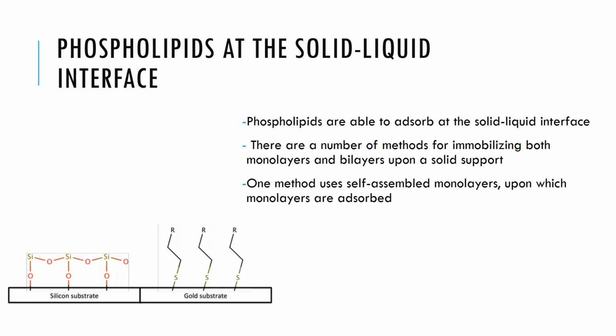Now, they adsorb on the surface of water, but they also adsorb at the solid-liquid interface. And there are a number of ways of immobilizing these monolayers and bilayers upon a solid support. And what you want to do first is take either a silicon or a gold substrate and chemisorb a self-assembled monolayer onto those substrates. And your aim here is to create a very dense hydrophobic interface that the phospholipids can interact with. So the first thing you've got to do is stick down what we call a self-assembled monolayer.